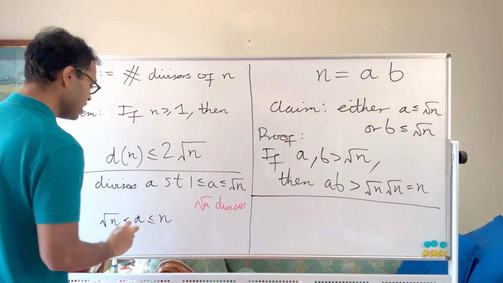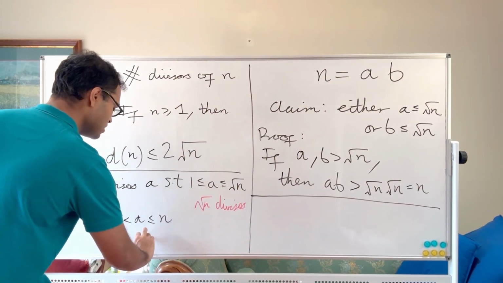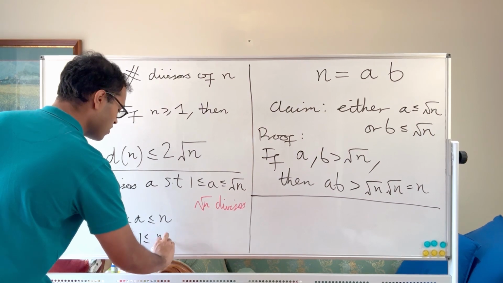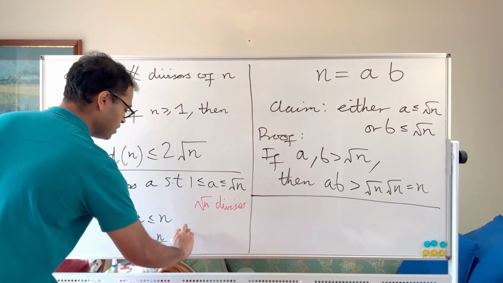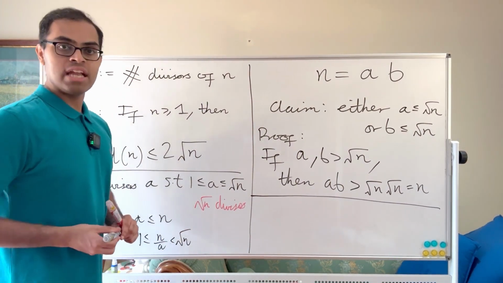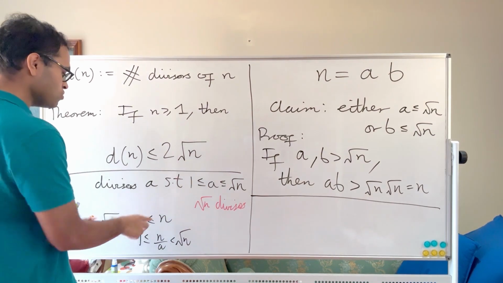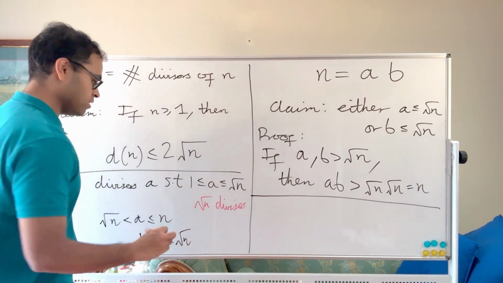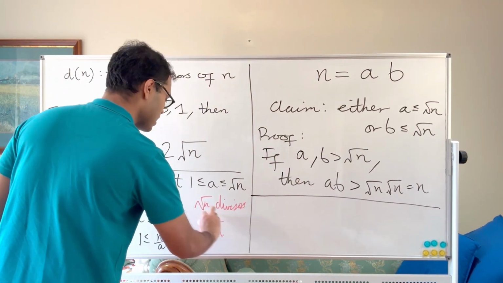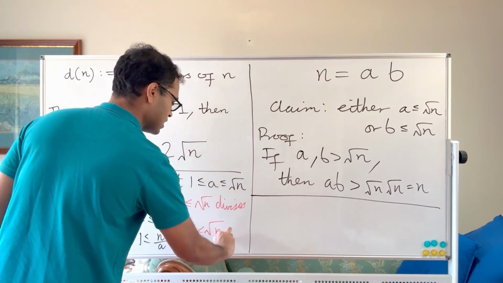So in that way, we see that 1 is less than or equal to n over a, which is less than or equal to root n. We therefore know that there are at most root n divisors between root n and n. So here also we're going to have at most root n divisors. This is an inequality.